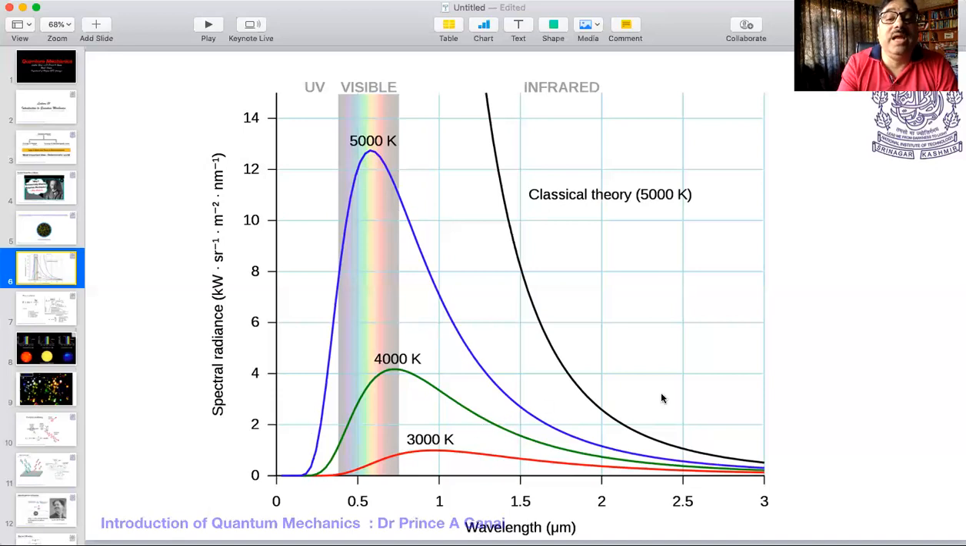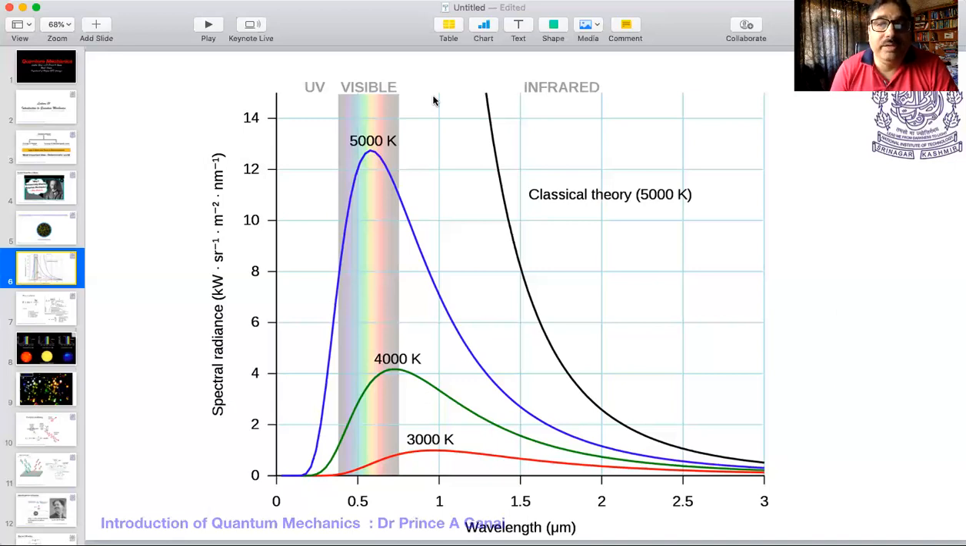The classical theories that we knew predicted this kind of graph, the black line. So, say at 5,000 Kelvin, this graph would be emitting more and more energy as the wavelength becomes shorter and shorter. And at a very short wavelength, a huge energy is emitted. This problem is called the ultraviolet catastrophe, that everybody starts emitting madly in the ultraviolet region, which is not right, because we know that any hot object doesn't emit most of its radiation in the ultraviolet region.